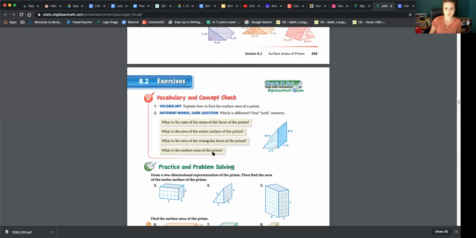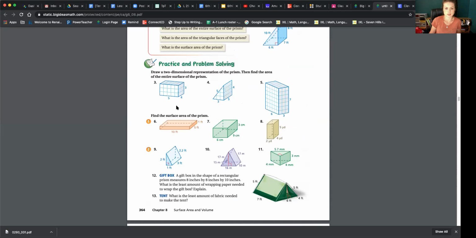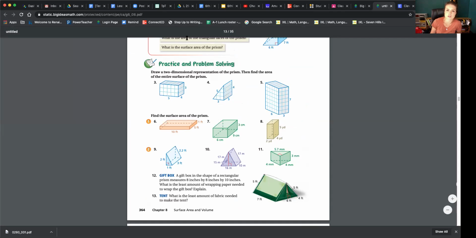So this is number 3. It says draw a two-dimensional representation of the prism, then find the area of the entire surface of the prism. So for number 3, the shape is a, let me just show it to you real quick. Okay, so it looks like this. So now you're going to draw the net of the shape, the prism, and then we have to find the area of all the different faces. Okay, so let's go back to my whiteboard.